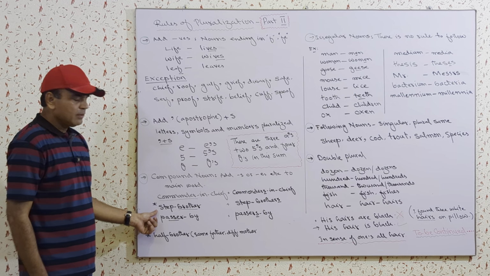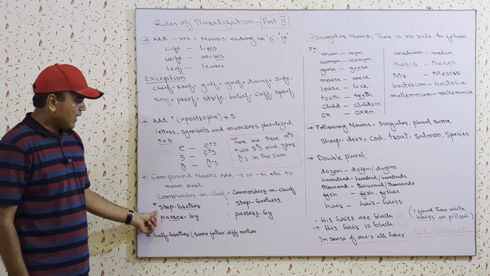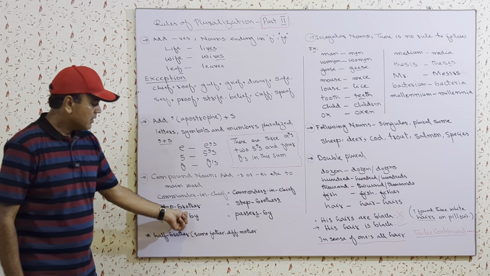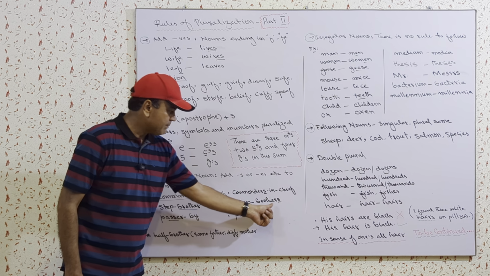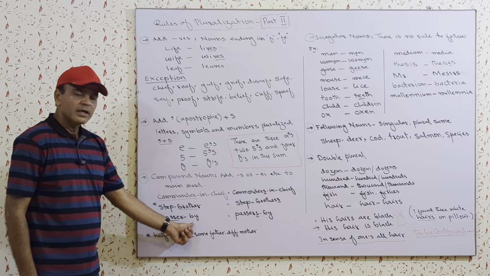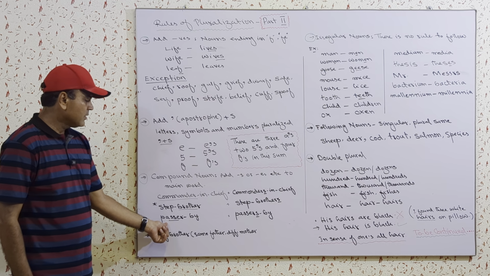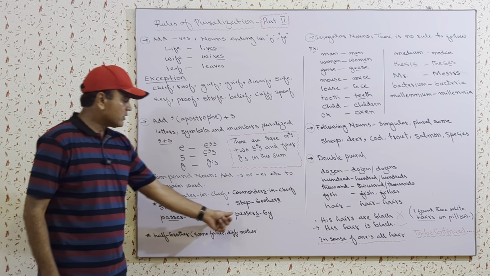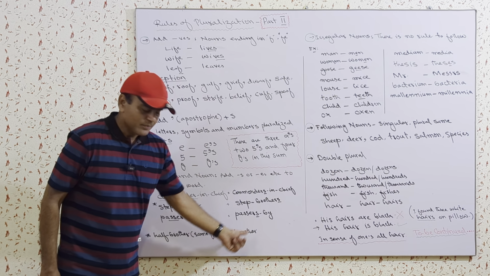If I have the word stepbrother and I want to make its plural, the main word in this is brother, so I would say stepbrothers. And passerby: the main word in this compound noun is passer, so if I am going to make its plural, it would be passers-by.